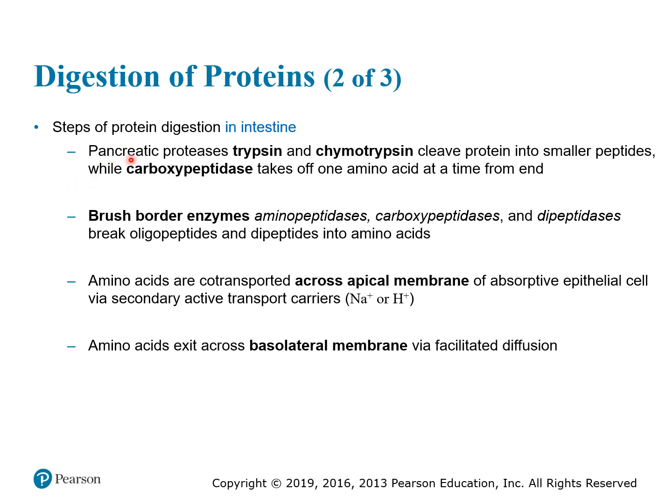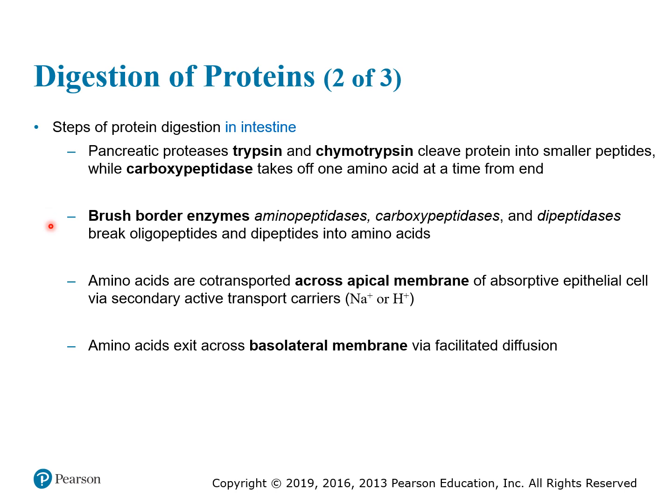And now in the intestine, we have pancreatic proteases. The pancreas is a gland, and the pancreatic duct opens in the small intestine, along with the one for the bile. So pancreatic proteases are trypsin and chymotrypsin. They cleave the protein into smaller peptides, while carboxypeptidase takes off one amino acid at a time from the end.